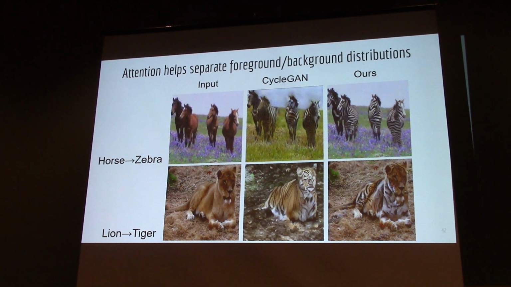That's it. So now we can generate results that are somewhat plausible foreground masks. They're not perfect, but they're okay. And this helps us only translate the foreground in a completely unsupervised way.